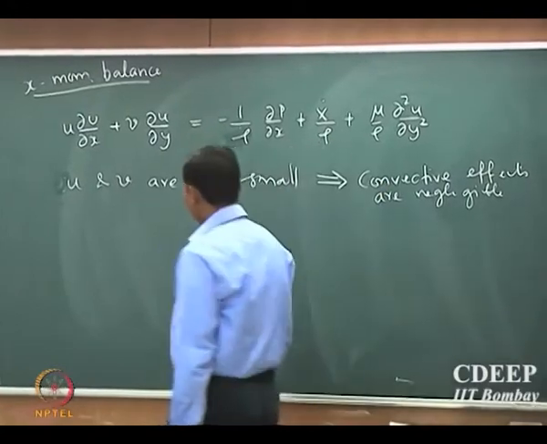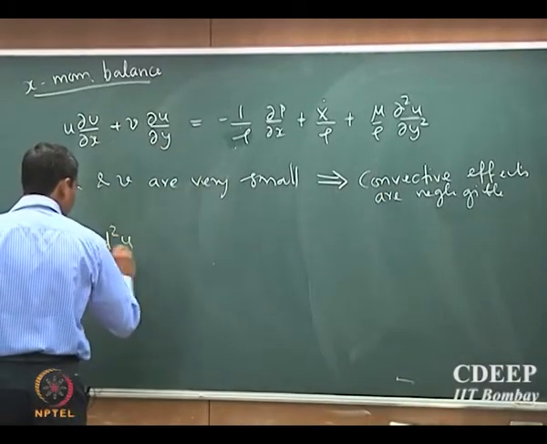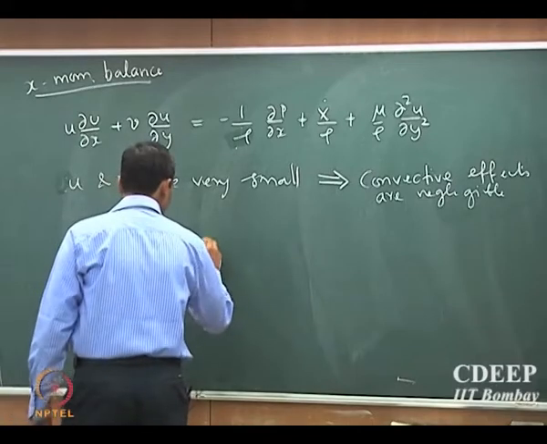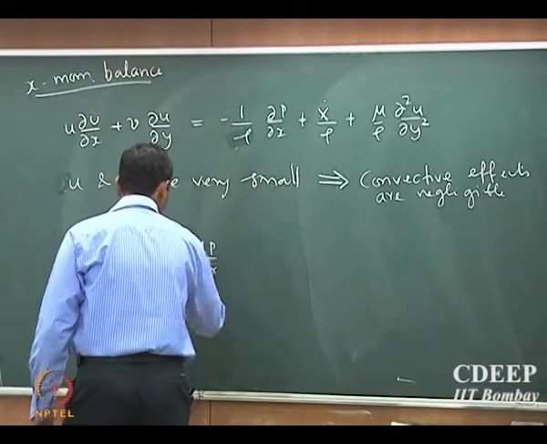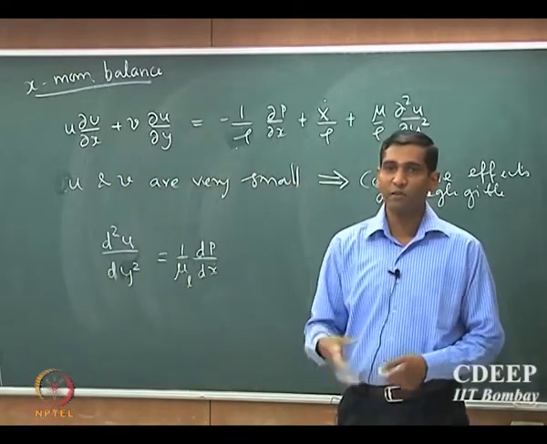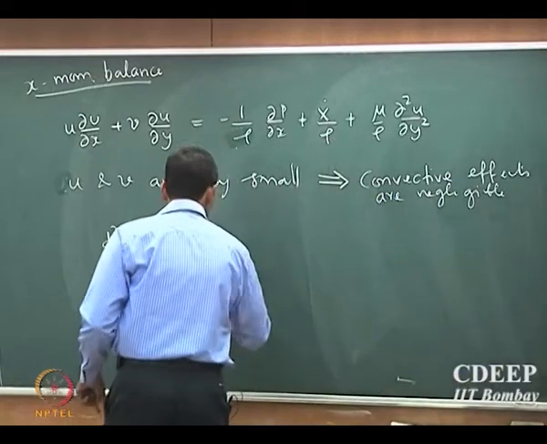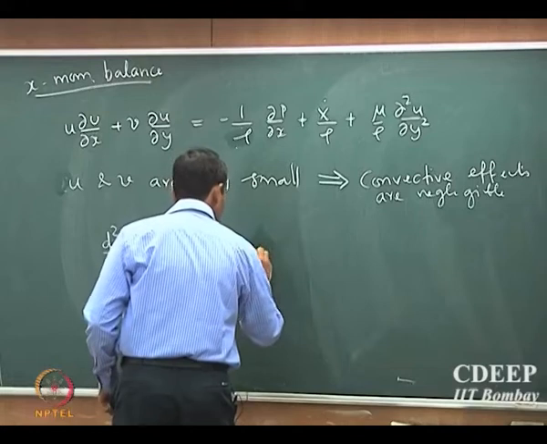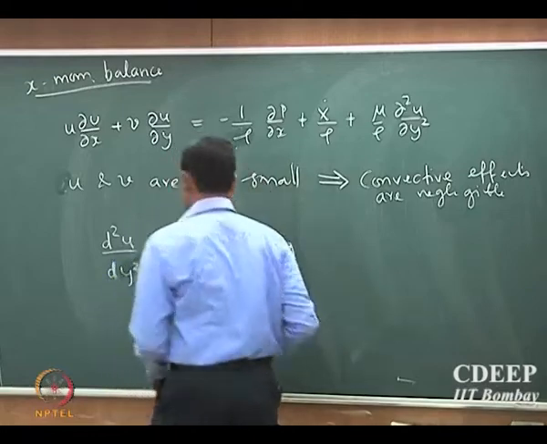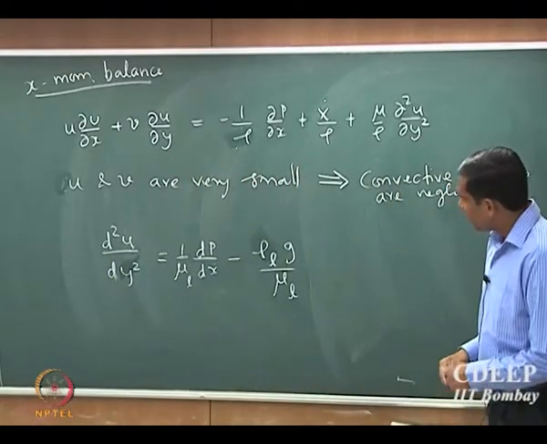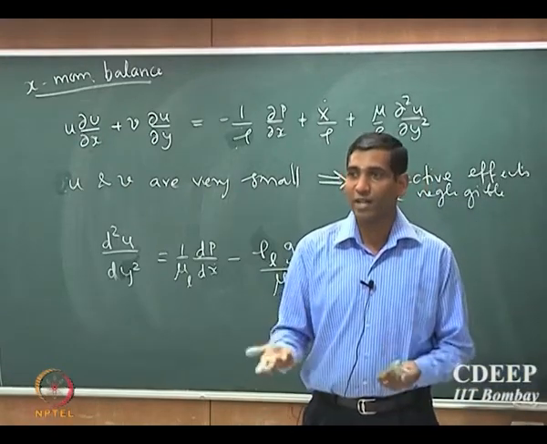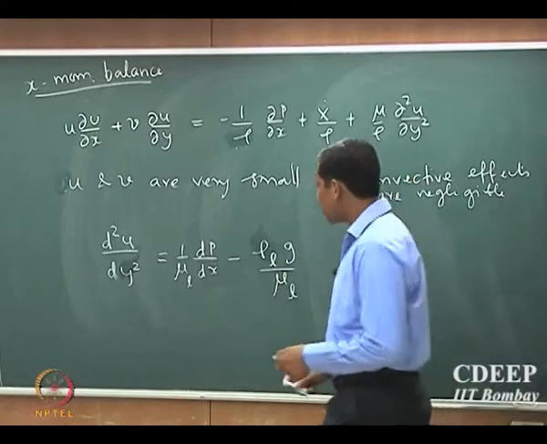Okay. So if the convective effects are negligible, we can neglect the left hand side of this momentum balance. Therefore we can write the momentum balance as d square u by dy square equals 1 by mu liquid, dp by dx minus rho liquid into gravity, because the momentum balance is in the boundary layer, so we are looking at the liquid system. Okay. Now we said that the vapor is at rest, right? So the vapor velocity is 0, and also all the gradients are 0.